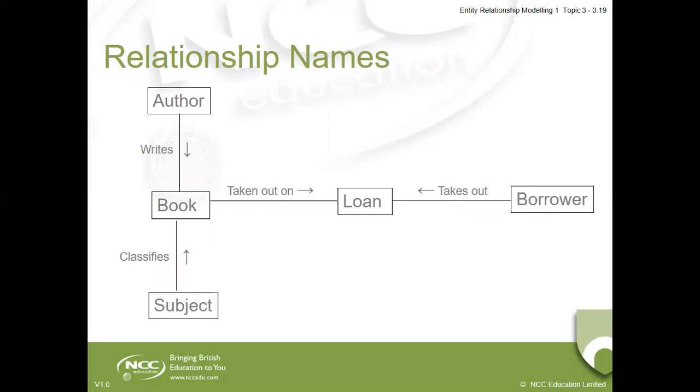Then relationship names. Look, author writes book. Book classifies subject. Book taken out on loan. Borrower takes out loan, as you can see, according to where the arrow is pointing. Borrower takes out the loan.